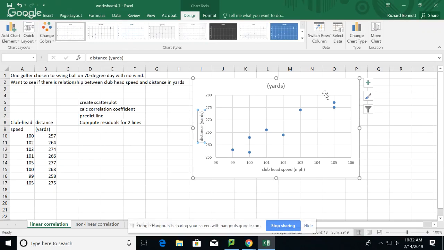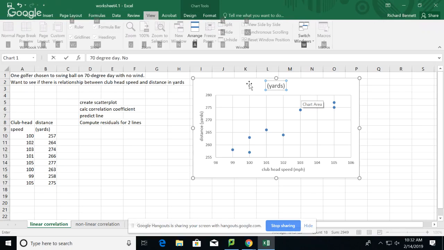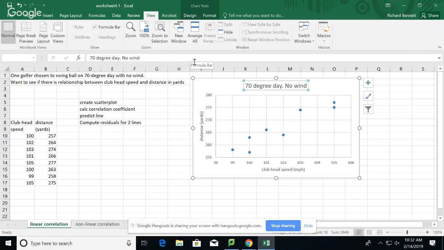Okay. And what should I put for a title here? "70-degree day, no wind." Okay. All right. So now it looks like, so does linear regression seem like a pretty good idea on this? Yeah. It seems like it.